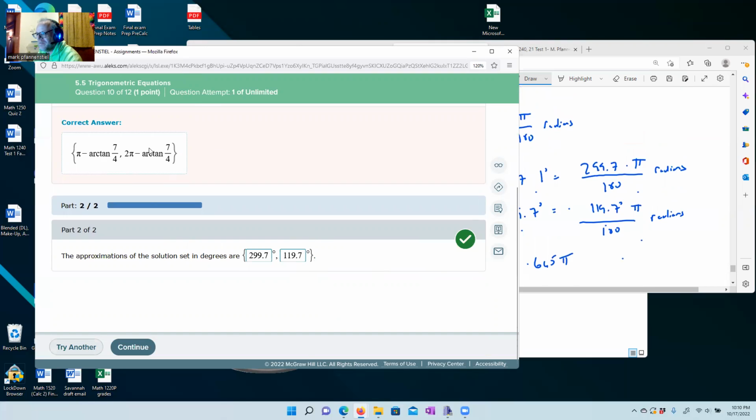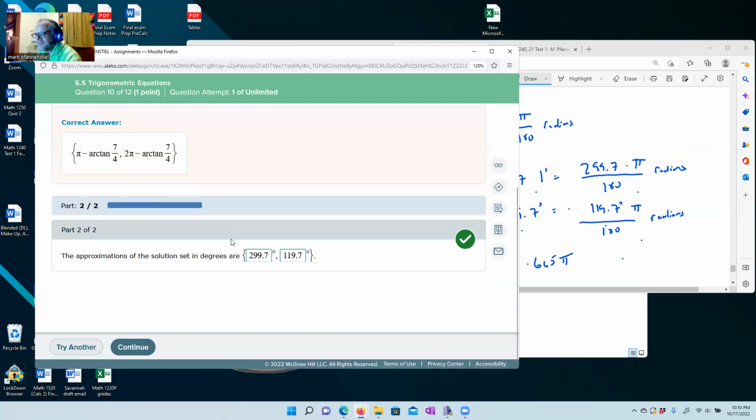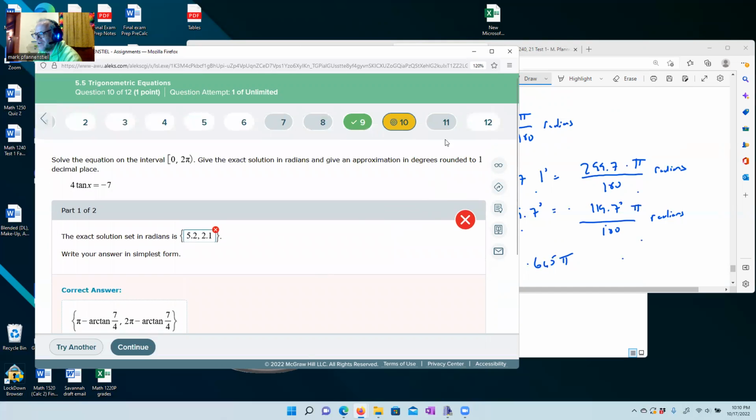But if they want exact, we're just going to leave it as arctan or tan inverse. If they want it to 1 decimal place, we'll go ahead and do this for them. So my apologies for that sneaky little wording. That's okay. Won't get caught next time. But there we are, and that's problem number 10. So we'll see what we have with that one.